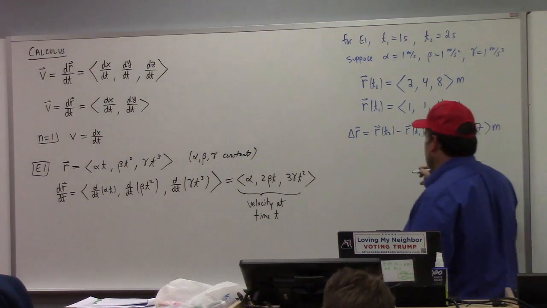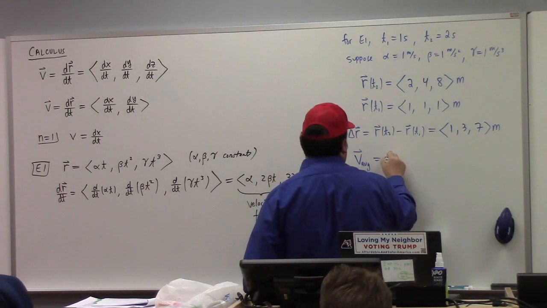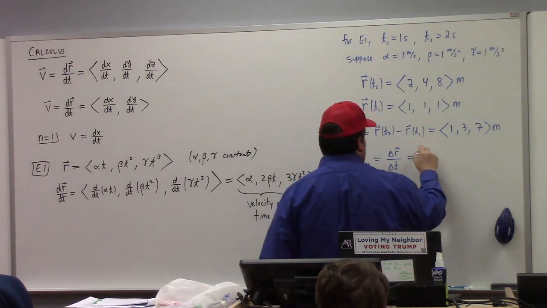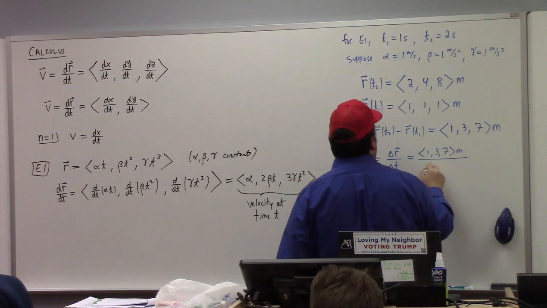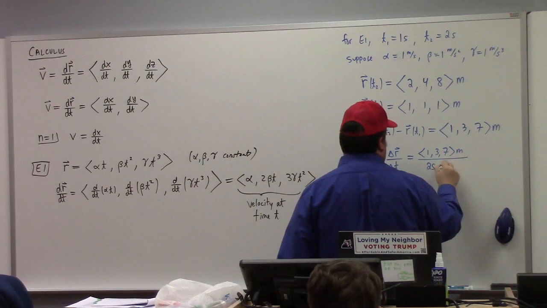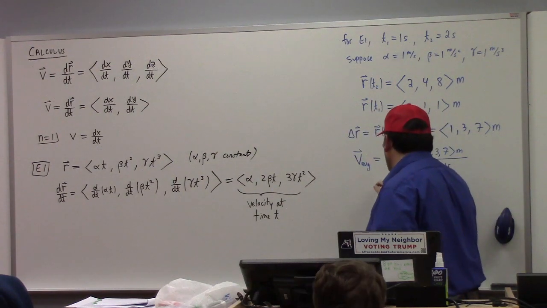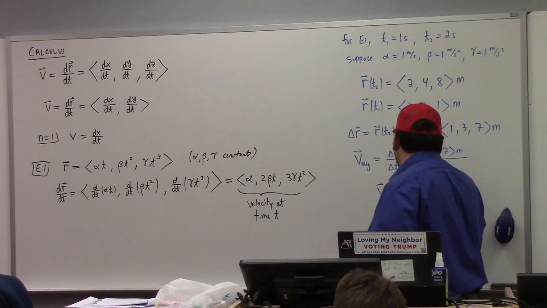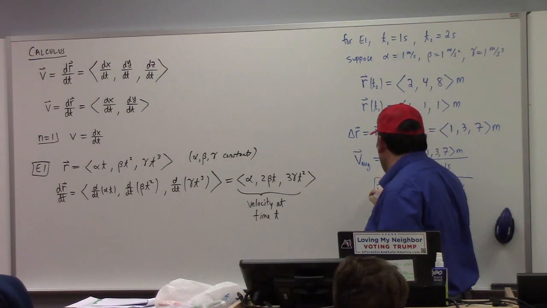What's the average velocity then? Delta r over delta t, which in this case is 137 meters divided by 2 seconds minus 1 second. It's kind of silly, isn't it? So the average velocity here is 137 meters per second. That would be the average velocity.